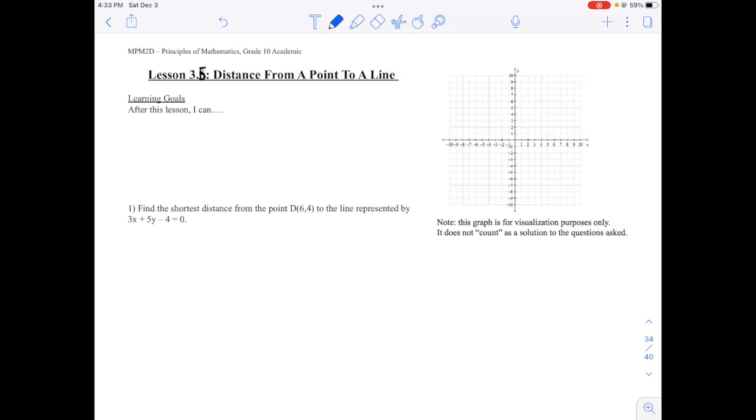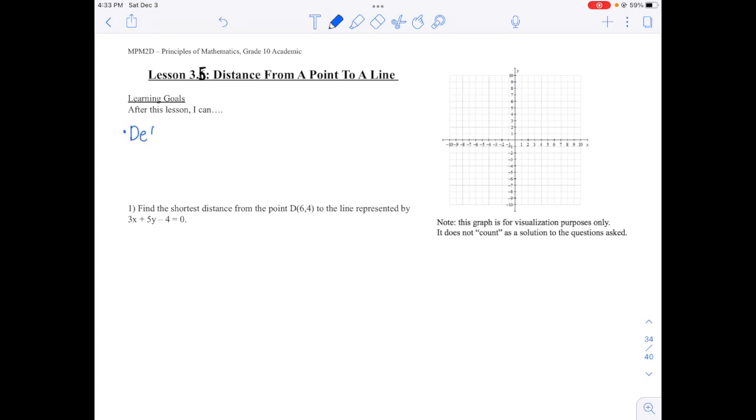Hi everyone, today we are going to cover lesson 3.5, distance from a point to a line. You might notice in your packages there was a typo. I think it might be called 3.6, but it is in fact 3.5.